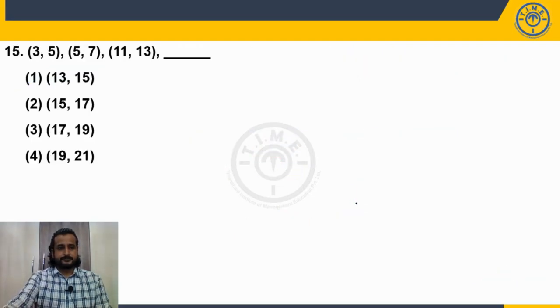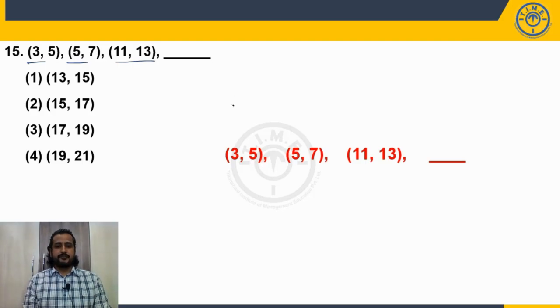15th one. 3, 5, 5, 7, 11, 13. What are these numbers? Look at this. 3, 5 is a prime pair. 5, 7 is a prime pair. 11, 13 is also a prime pair.